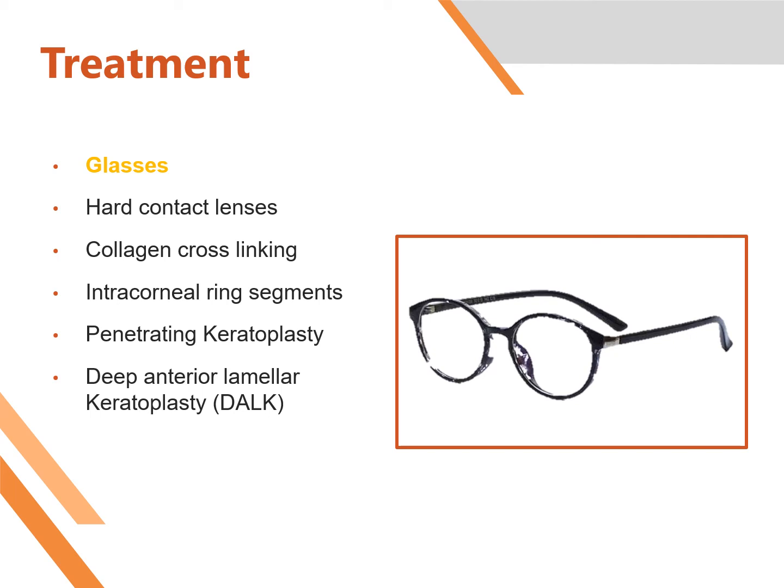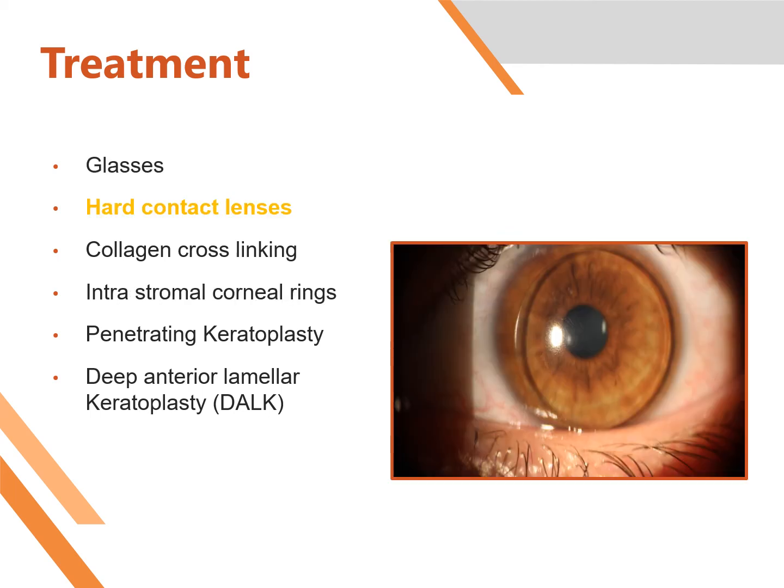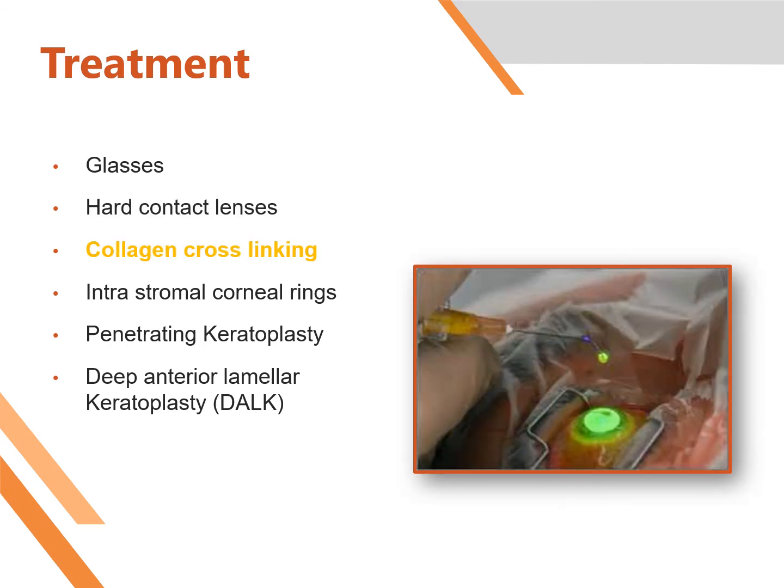Then is the treatment of keratoconus. Early keratoconus can be treated with glasses. If the glasses don't work, you can use the hard or rigid contact lens, which you can see here. Another very good option is collagen cross-linking, in which you use B2 or riboflavin eye drops. You instill the riboflavin eye drops and then expose the eye to ultraviolet rays, and that makes cross-linking between the collagen fibers of the stroma and makes the cornea stronger and more resistant to bulging.